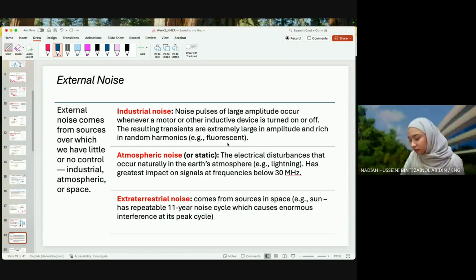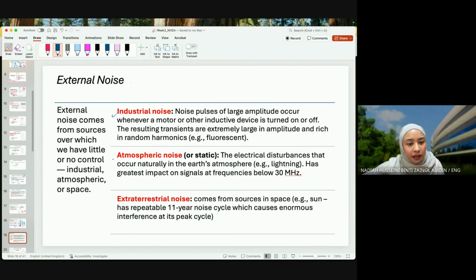Okay, so external noise is pretty simple. It's something that we can't control. It's not from our device. It's from the outside. It's not internal. So one of it is industrial noise. Noise pulses of large amplitude occur whenever a motor or other inductive device is turned on and off. Machines, basically. Machines cause noise to your circuit. Kind of odd, but it does happen.